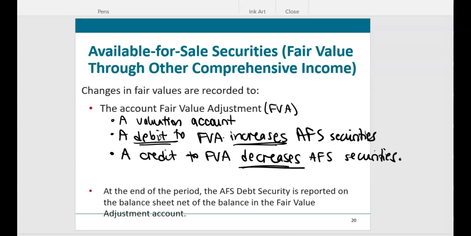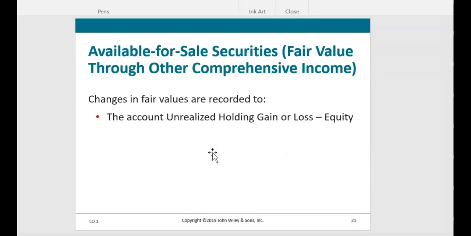Changes in fair values. So remember, we said one part of the entry is going to be either a debit or a credit to fair value adjustment: a debit if fair value is increased over amortized cost, a credit if we're decreasing it for what happened this period. What's the other side of this journal entry? The other side is an account called unrealized holding gain or loss dash equity. Sometimes we abbreviate this unrealized holding gain or loss equity. This account is reported as other comprehensive income.